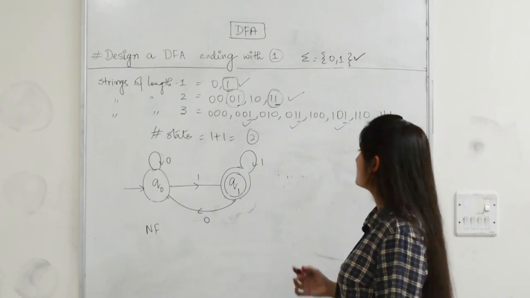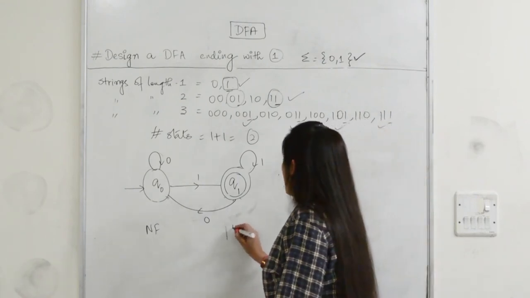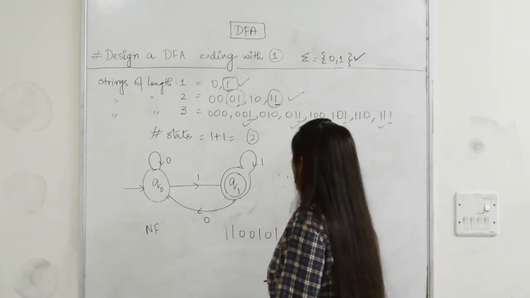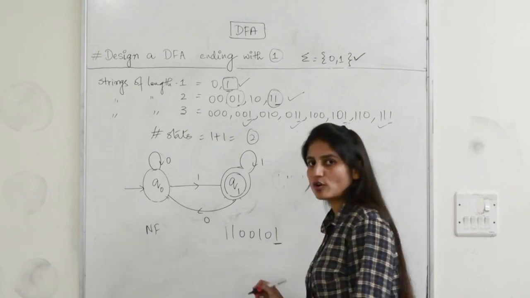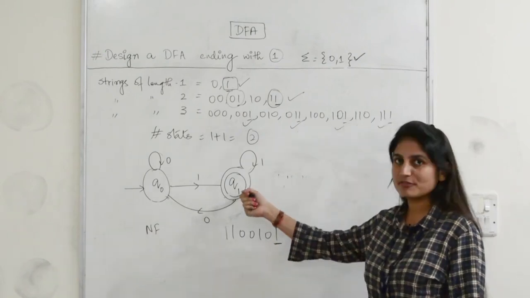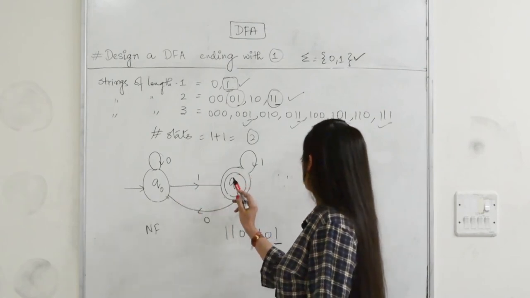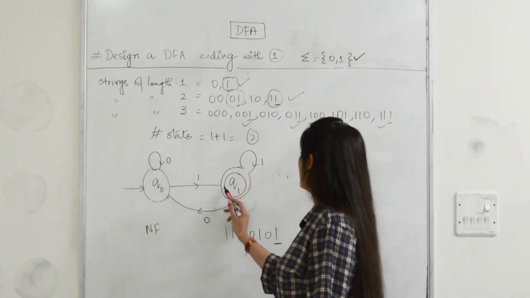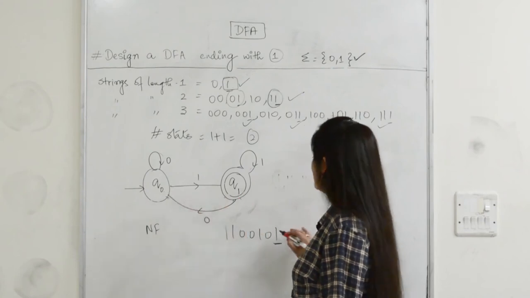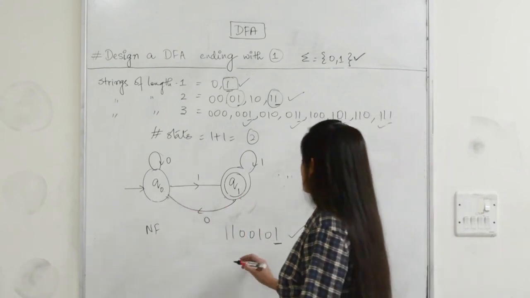Now just pick up a random string. Let's say 1, 1, 0, 0, 1, 0, 1. Now this string is ending with 1, so obviously it has to be accepted by this DFA, and we will verify it. So it will be 1, 1, 0, 0, 1, 0, 1. So it is accepted.